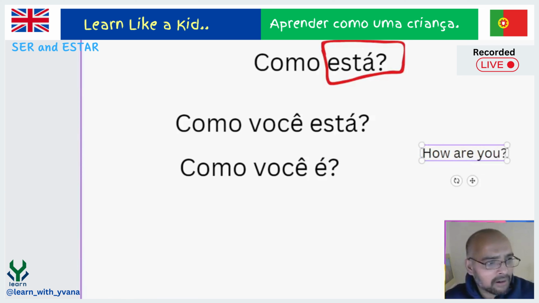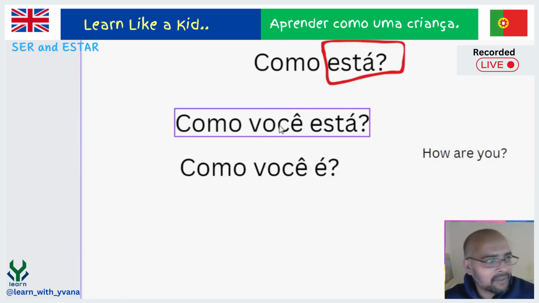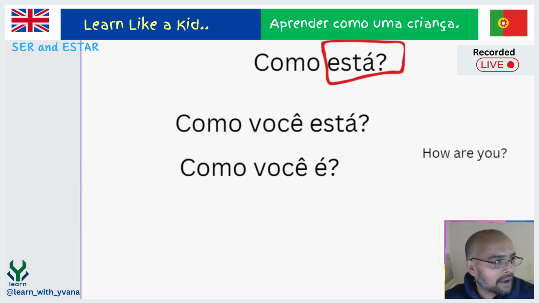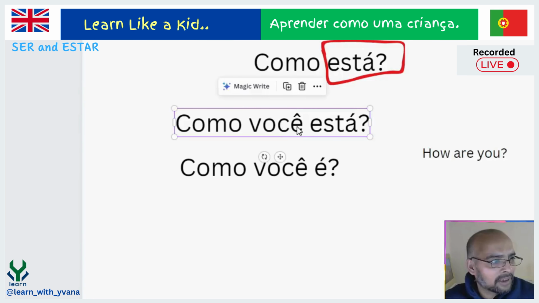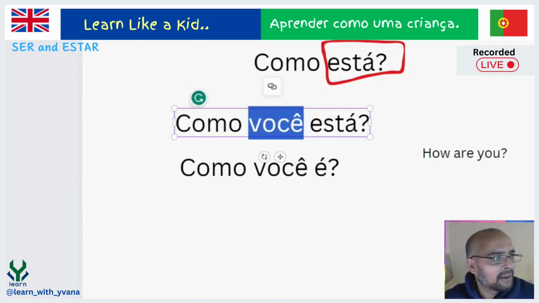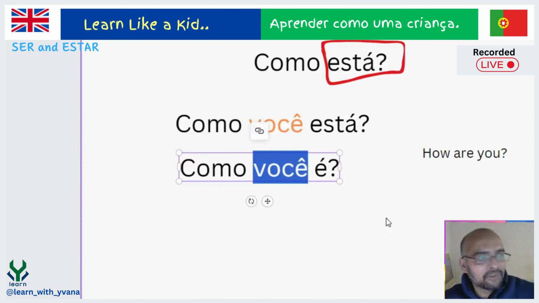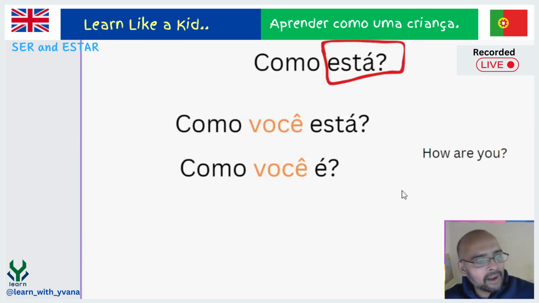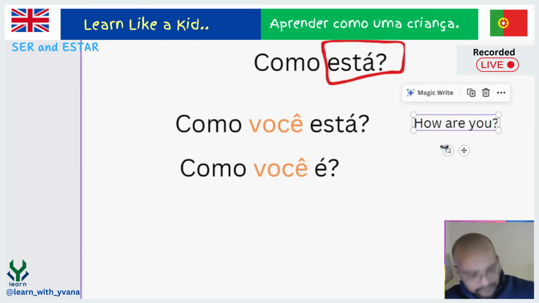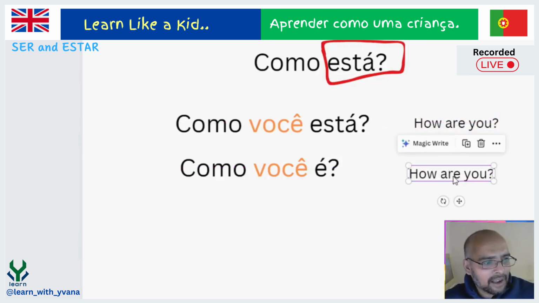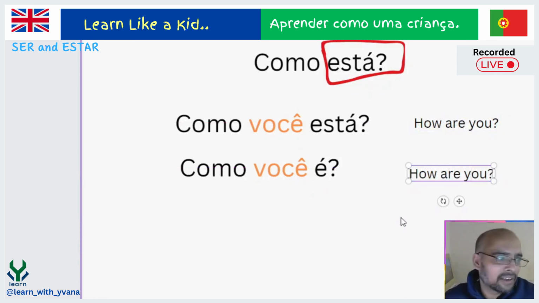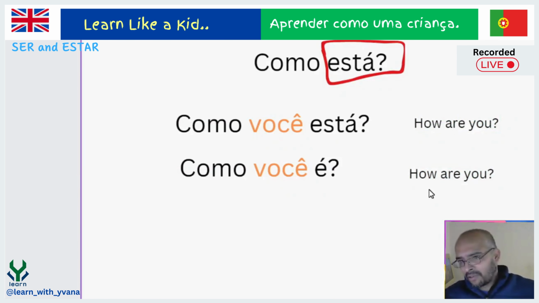But you all heard that when we meet, we always ask como esta. If I mute the word você, let me mute it, okay? Then como esta is also how are you, and como é also means how are you, right? It's the short form.